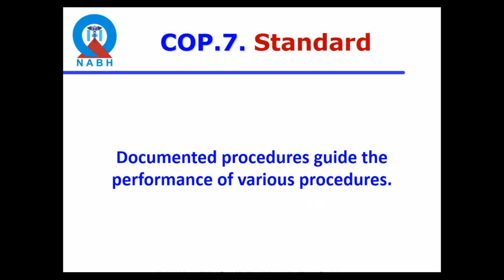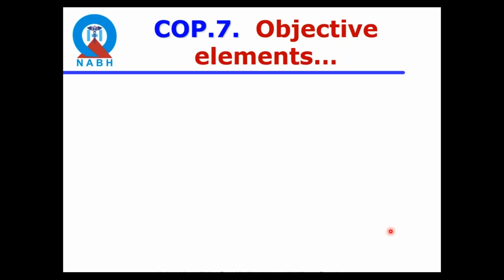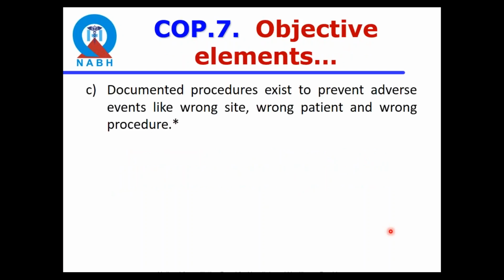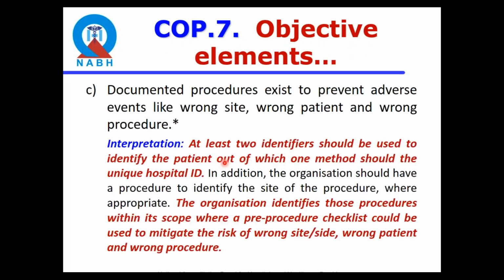The next one is COP 7, and again, to emphasize, it is on various procedures, not necessarily one procedure. And again, there is more clarity. I think this is now completing the loop. The registration used to start with a unique hospital ID being generated. Now it is very, very clear. The patient shall be identified with at least 2 identifiers, one of which shall be the unique hospital ID.